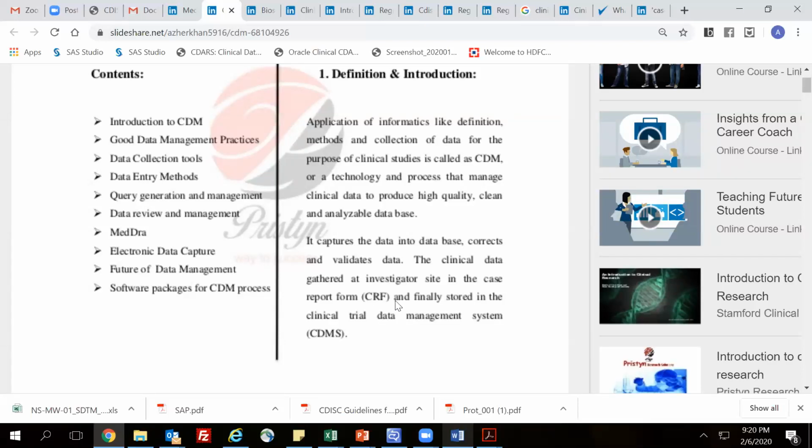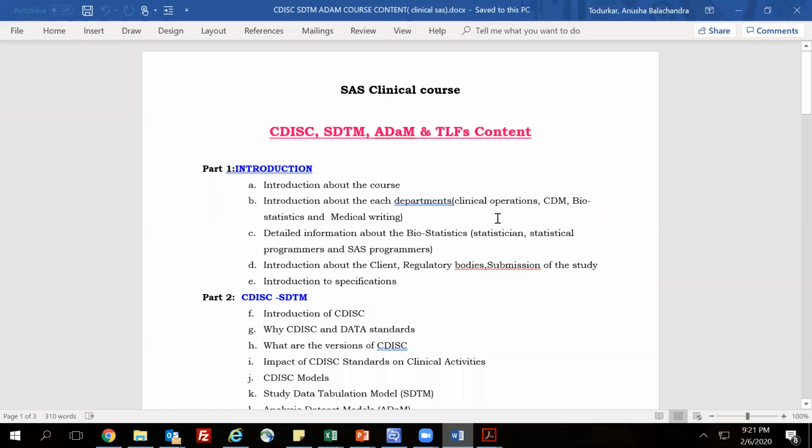I'll show you also how it is, so you will get some idea. And then finally it is stored in the clinical trial data management system. So this is nothing but a CDMS, a software where the data is collected and stored about that particular subject. Okay, so this is nothing but the DM. So that's what I have written here. So clinical operations is the site where the trial has been done. And then the CDM. CDM is nothing but the data management, capturing the data.